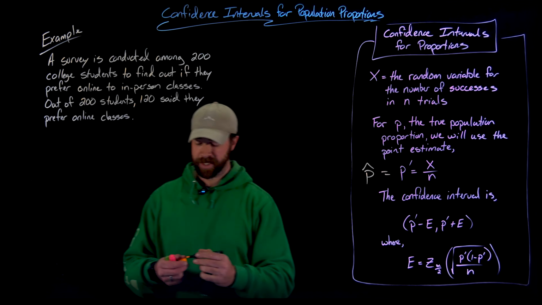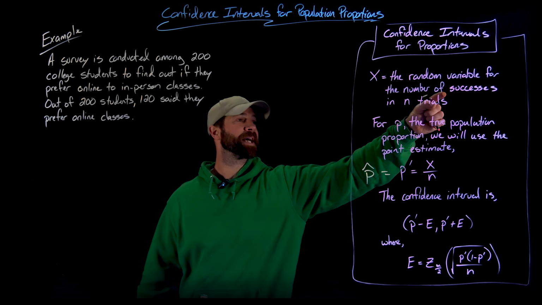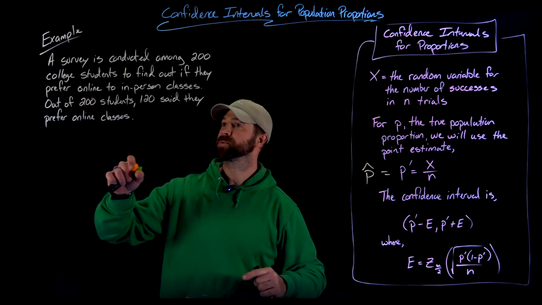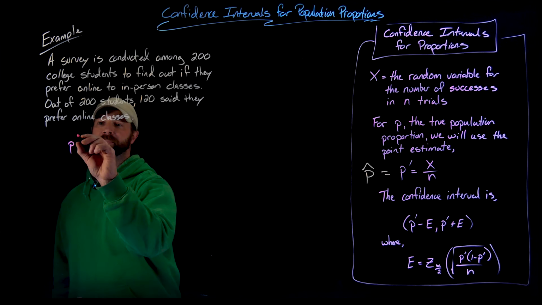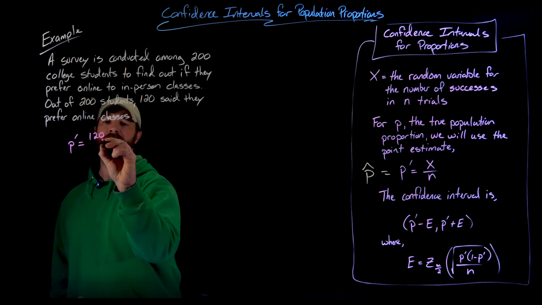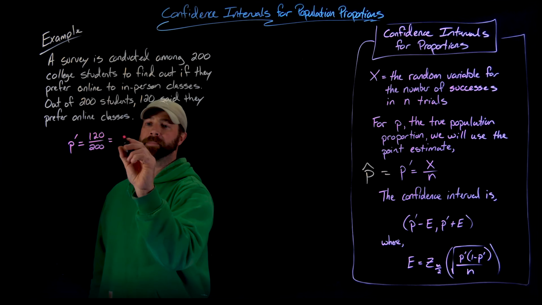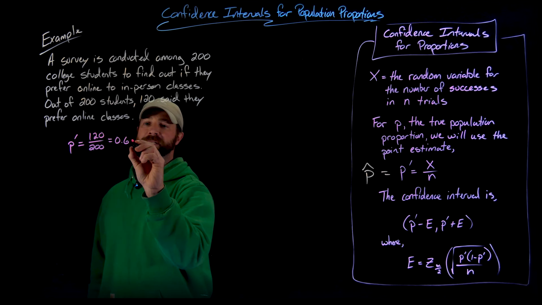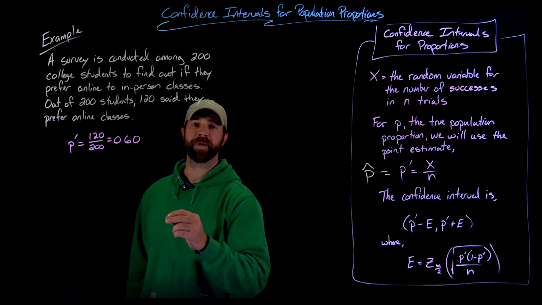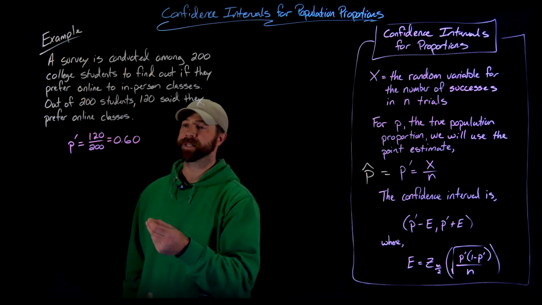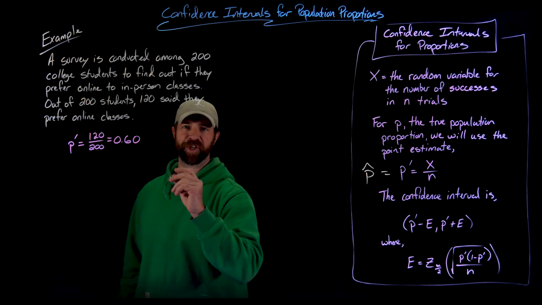But if I'm going to find P prime here, what I'm going to take is my random variable for the number of successes and divide it by the number of trials. Well, this will simply be the 120 divided by 200. So P prime equals 120 divided by 200. And when I threw that in my calculator, I got that to be the proportion of 0.60. So this means that 60% of those that responded to the survey favor the online classes. And in fact, I used 2 decimal places here, but don't need it. I'm going to cut off that last 0 before I move forward.